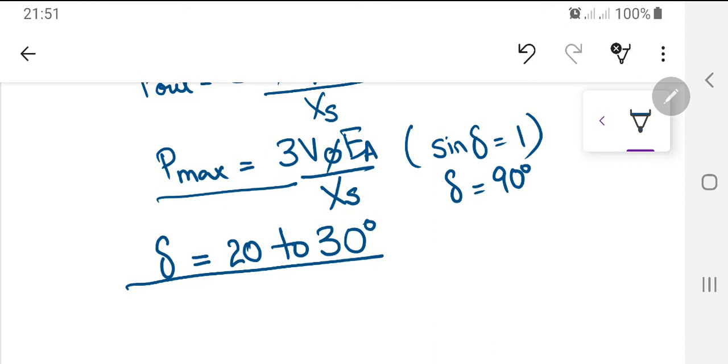Now, why is this limited to this value, why is it not 45 and all that stuff? It actually goes into the design of the electric machine, or the design of the synchronous generator. So I'm not going to go into much detail over here.